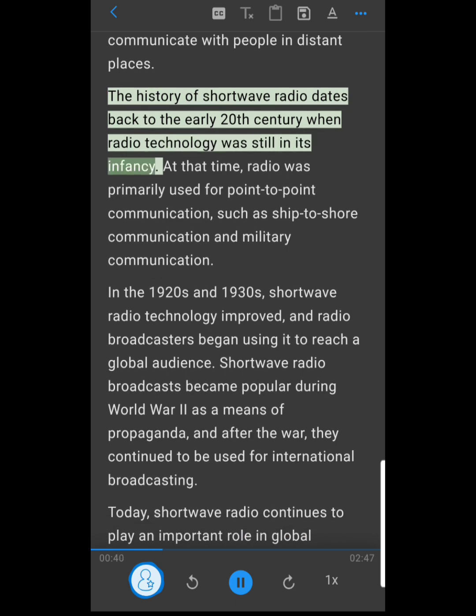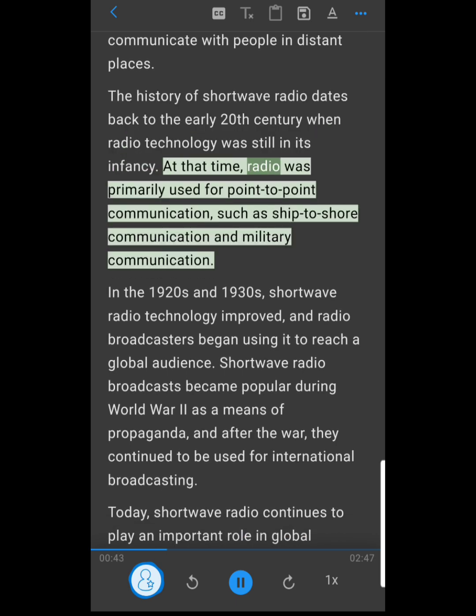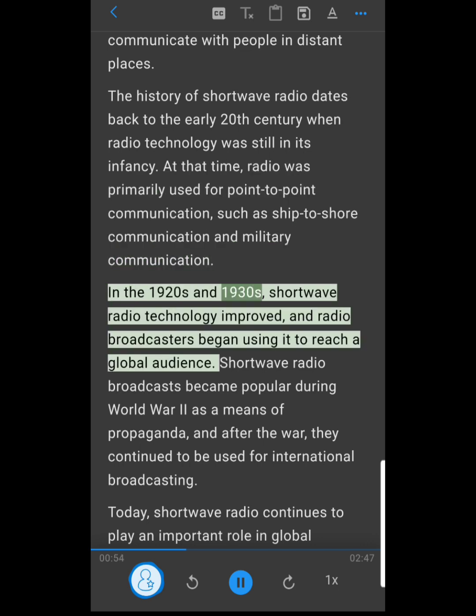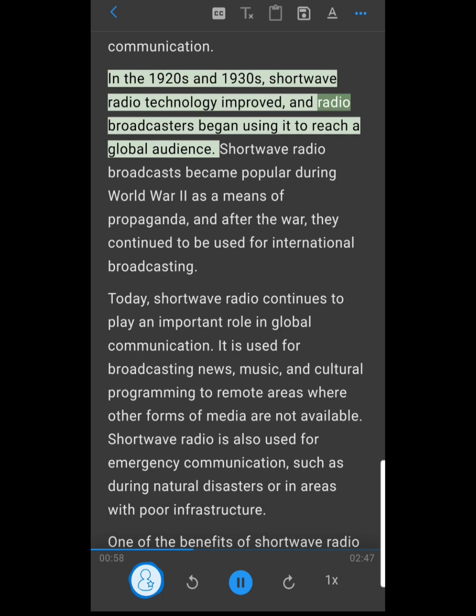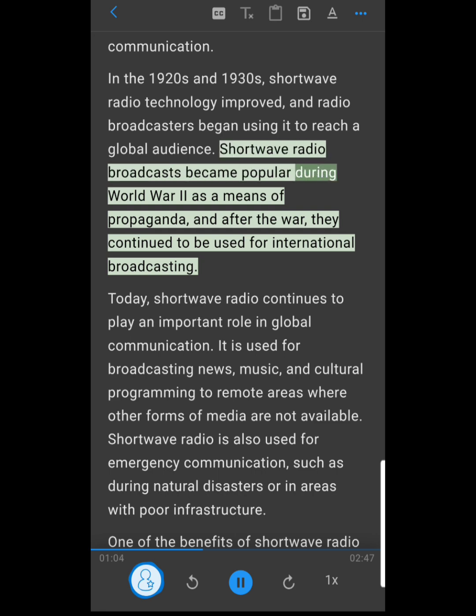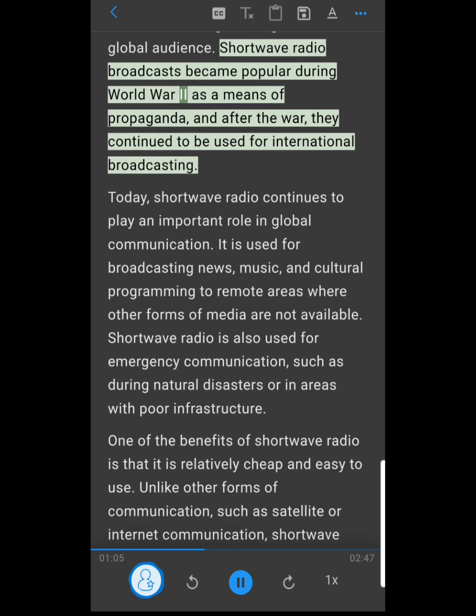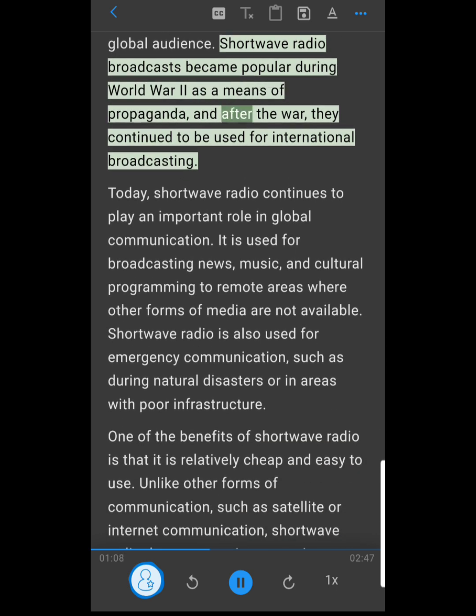The history of shortwave radio dates back to the early 20th century, when radio technology was still in its infancy. At that time, radio was primarily used for point-to-point communication, such as ship-to-shore communication and military communication. In the 1920s and 1930s, shortwave radio technology improved, and radio broadcasters began using it to reach a global audience. Shortwave radio broadcasts became popular during World War II as a means of propaganda, and after the war, they continued to be used for international broadcasting.